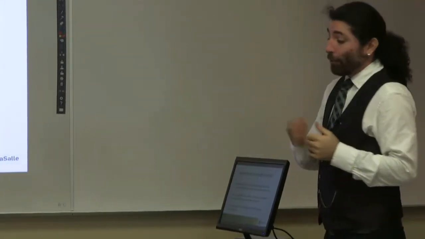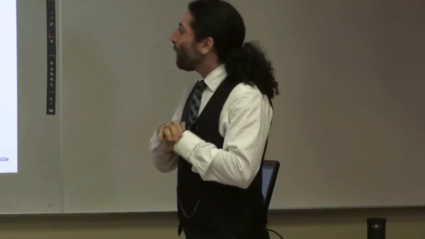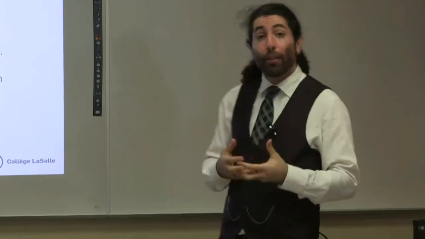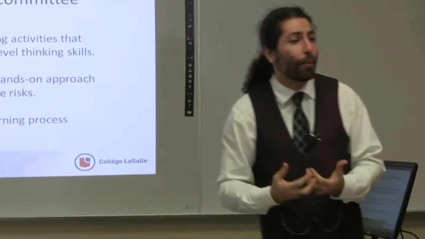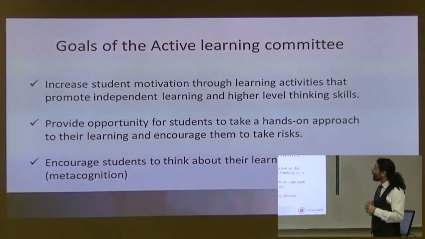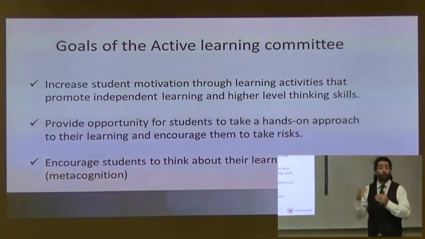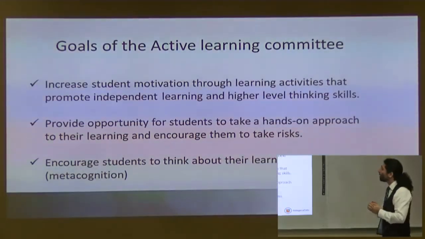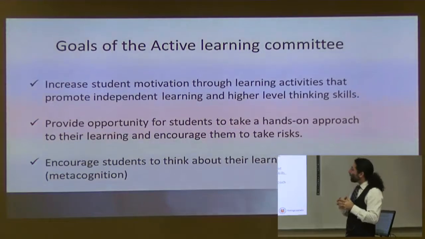So the goals of the Active Learning Committee. Jolyanne mentioned the Active Learning Committee. What we were trying to set out, and this is a few years back, was we realized that there's a problem with motivation in students' learning, and we were trying to motivate them. I noticed in humanities courses, for instance, boys or men were not as interested in the material, and I felt that we needed to have some interactivity, but it wasn't just me. Other teachers also noticed these things. So we're talking about motivation through learning activities that promote independent learning and higher level thinking skills. We also wanted to look at, when we talk about Bloom's taxonomy, getting to the create part, the higher order of knowledge. Provide opportunity for students to take a hands-on approach to their learning.